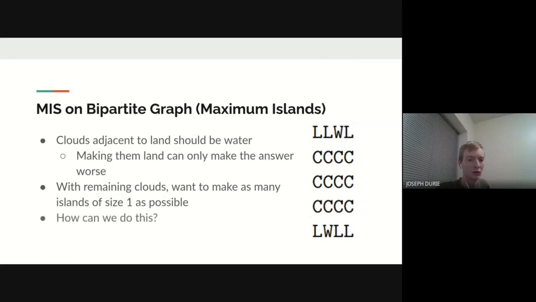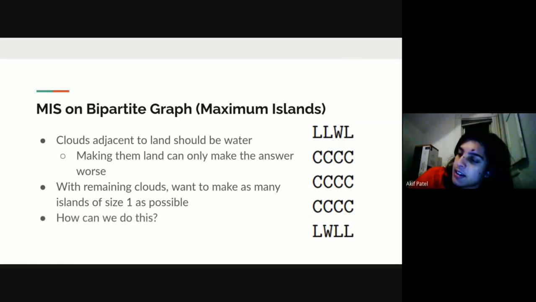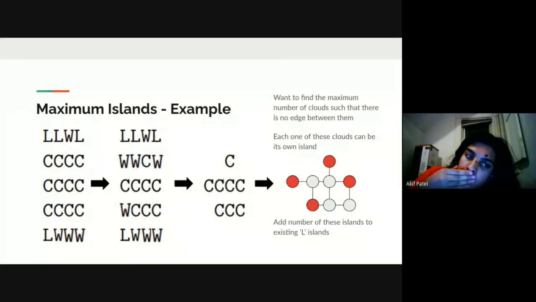So this is one that we should probably just go over. Okay, so we want to find the maximum number of clouds so that there is no edge between them, right? Because if there's an edge, then you're not getting two islands from there, you're only getting one island from there. So you want to find the maximum number of clouds with no edge between them, so each one of those will be an island themselves.